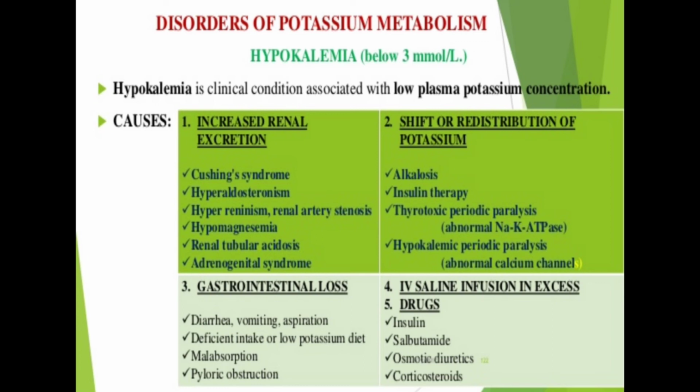Okay, third is gastrointestinal loss, mainly diarrhea, vomiting, aspiration. Then deficient intake or low potassium diet, malabsorption, pyloric obstruction; these all disturb potassium absorption. Then IV saline infusion in excess.